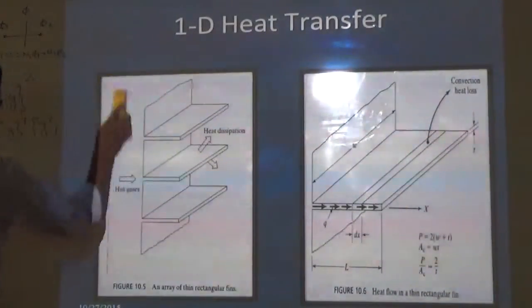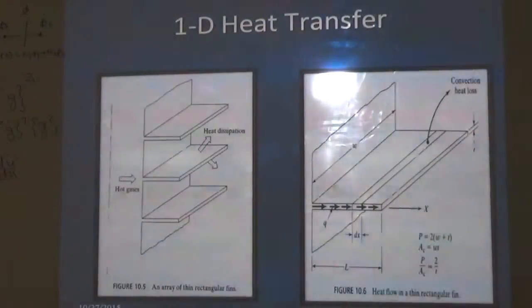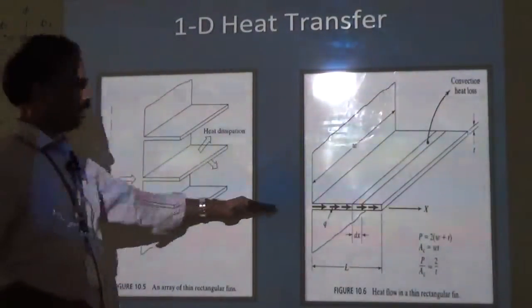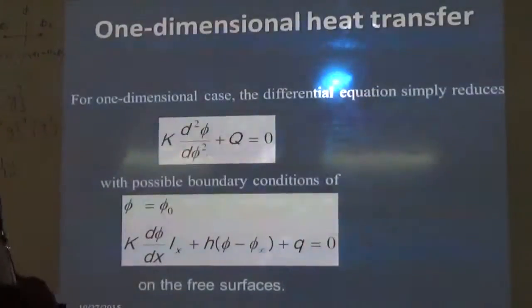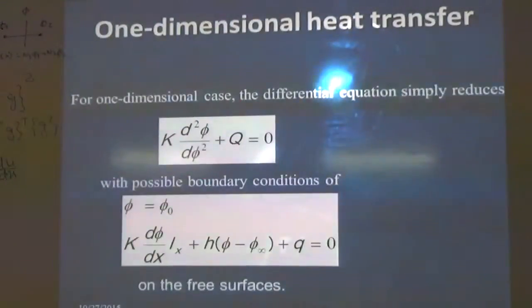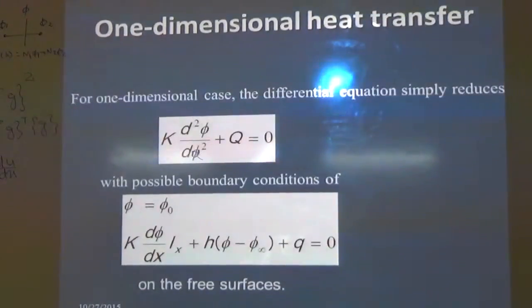In one-dimensional heat transfer, we get only the temperature; in the other two directions it is negligible. Let's consider the heat transfer taking place only along this x direction, only one direction. This is the governing differential equation: k d²phi by dx² plus q equal to 0, with the possible boundary conditions. This is the specified temperature. This may be the specified heat flux or specified convection.